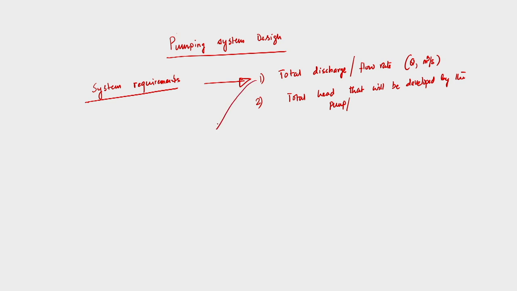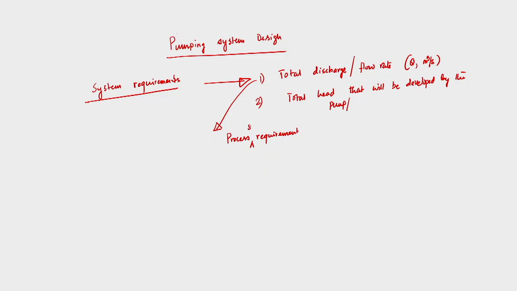Depending upon the requirement of total discharge, that is a process requirement. It is very specific and it varies from process to process. If it is a power plant industry, we may require one certain discharge. If it is a cement industry, we may vary the discharge. So, it is very much specific about the process. This is a process specific requirement.